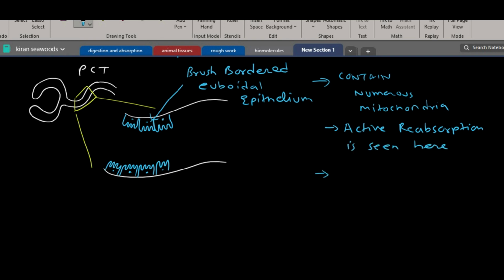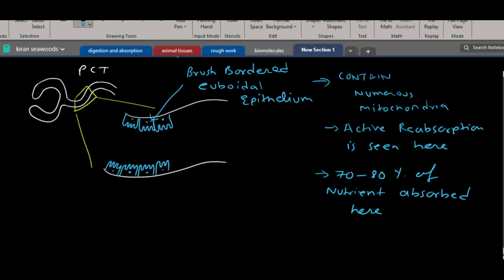and somewhere around 70 to 80% of nutrients will be absorbed here in PCT. Okay, 70 to 80% is absorbed over here.